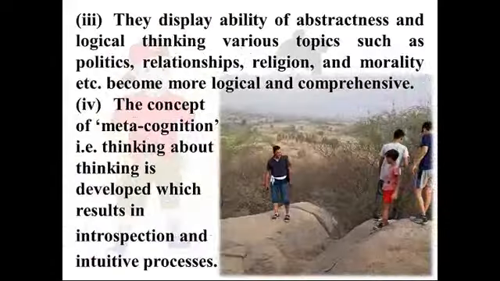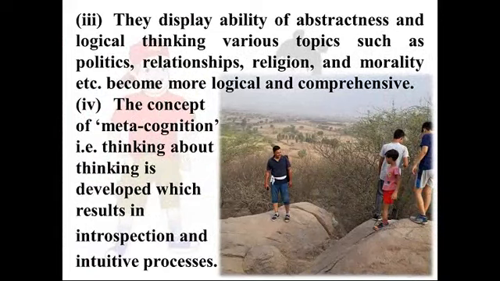So next, dear friends, is that they display the ability of abstractness and logical thinking. Various topics such as politics, relationships, religion, and morality become more logical and comprehensive. See, the abstractness which was just missing during childhood has gained its momentum during adolescence, and they start forming their beliefs and understanding regarding various topics which were not in their domain during childhood.